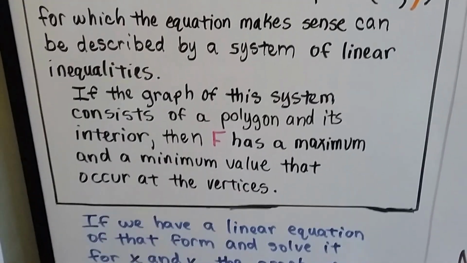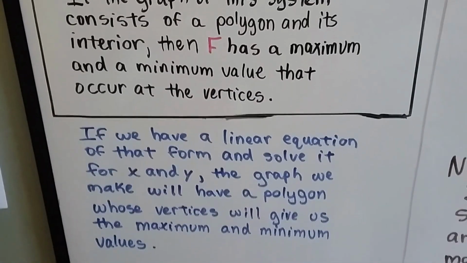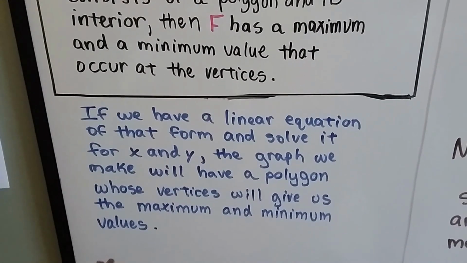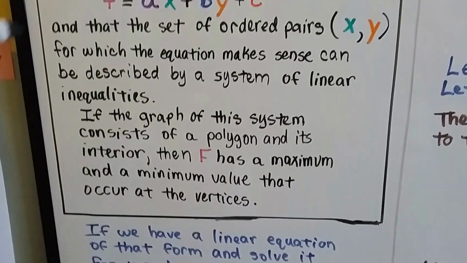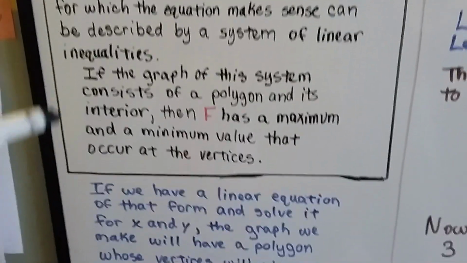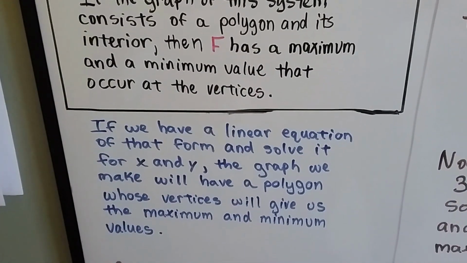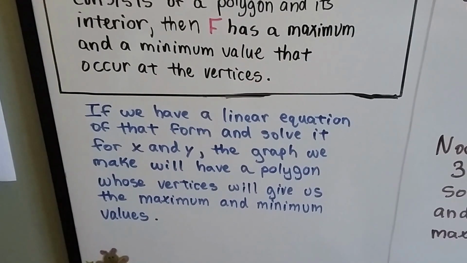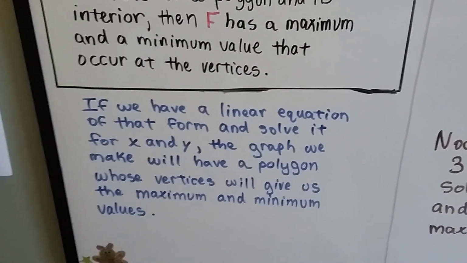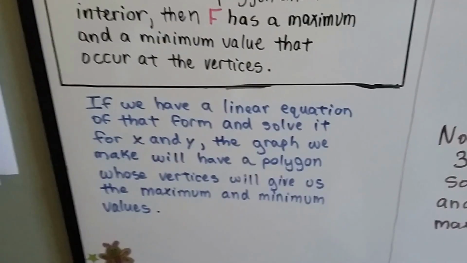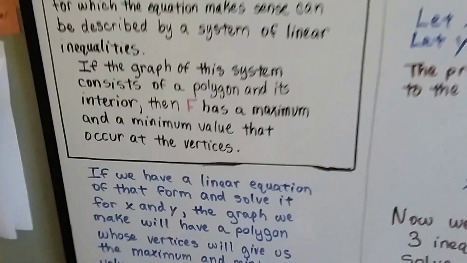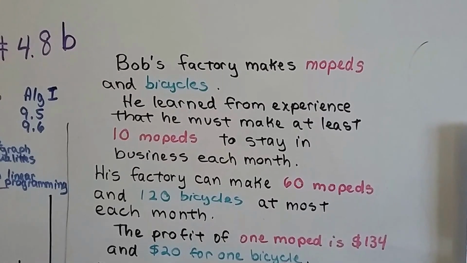Now, what this means is, in plain English, if we have a linear equation of that form, f equals ax plus by plus c, and we solve it for x and y, the graph we make will have a polygon whose vertices will give us the maximum and minimum values. That's all. If you saw the last video, you completely understand. So here's our first problem.